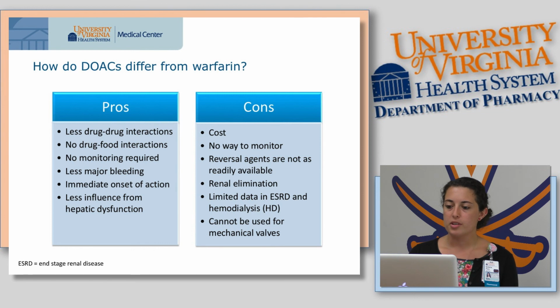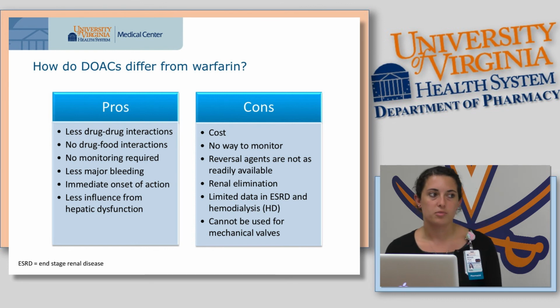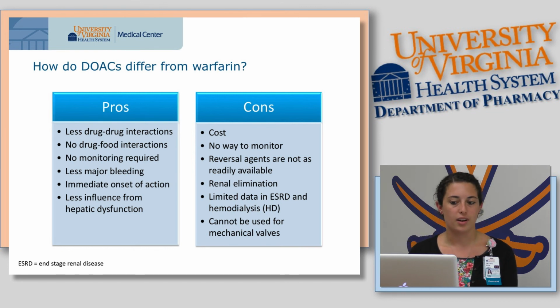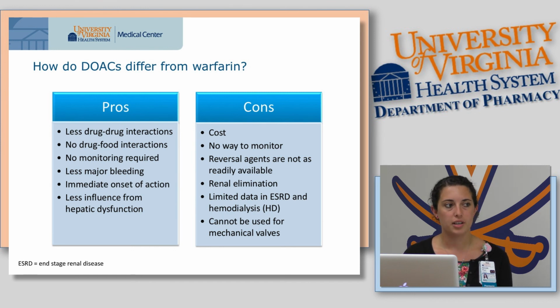There aren't reversal agents that are readily available. With dabigatran there is Praxbind, which some hospitals do have, but a lot of times patients are on the other DOACs, which didn't have a reversal agent readily available until recently. That just came to market. So currently most institutions don't have this medication right now, but in the future, hopefully this will be available. They're also renally eliminated, so this is something that wouldn't be affected with warfarin, but we do have to pay attention to this with the DOACs.